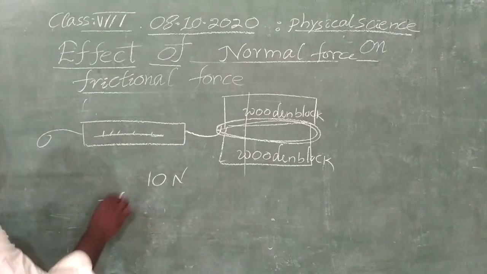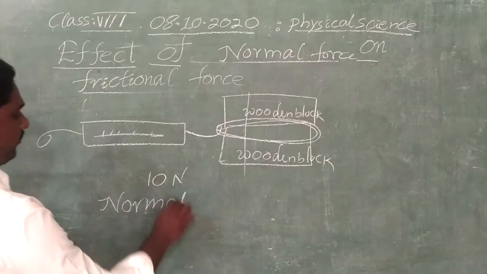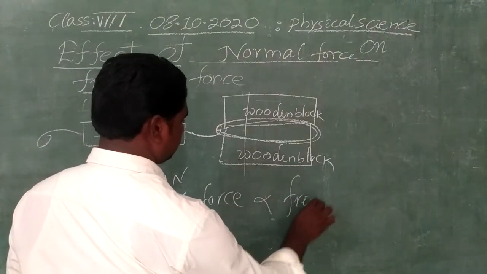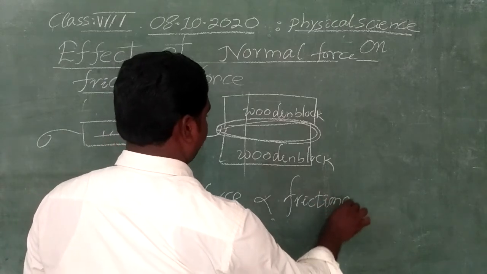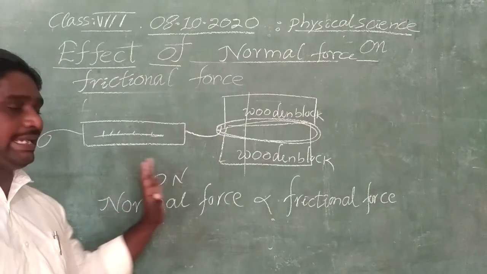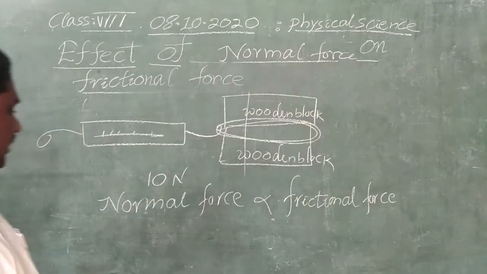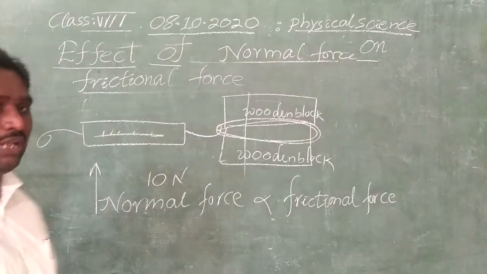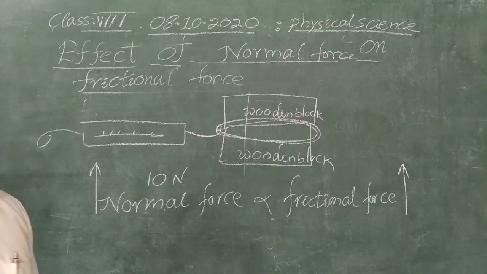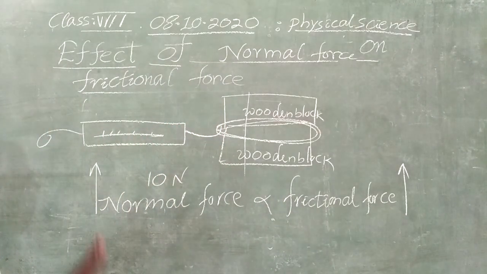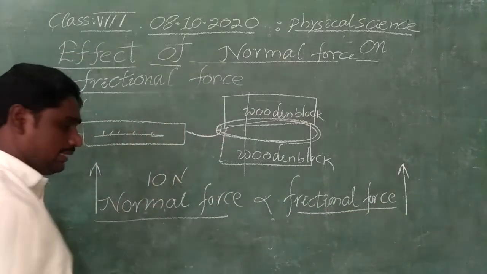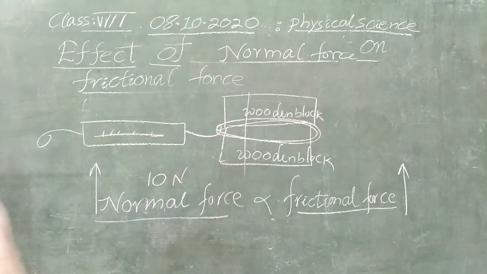So the normal force is directly proportional to the frictional force. Okay, friends, the normal force is directly proportional to the frictional force. If the normal force increases, the frictional force also increases. Okay, friends, this is the relation between the normal force and the frictional force. The relation is directly proportional. Okay, thank you.